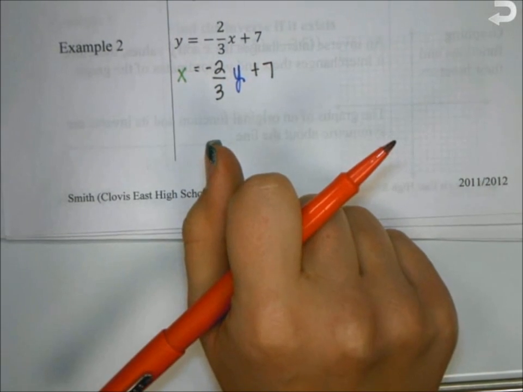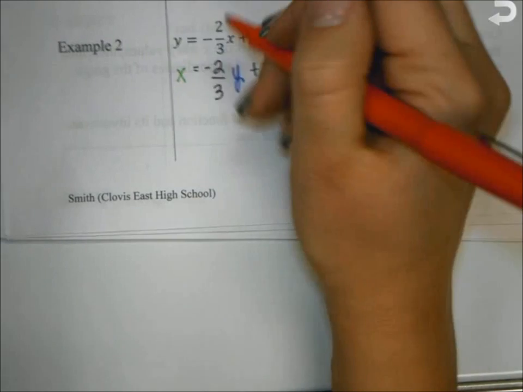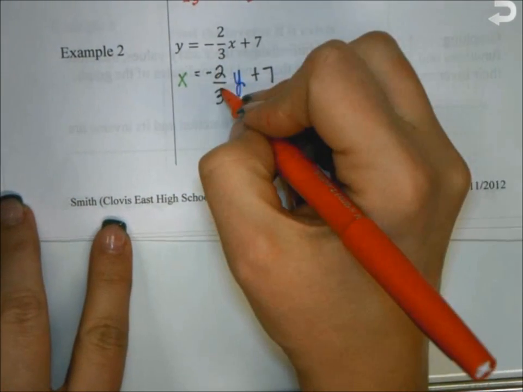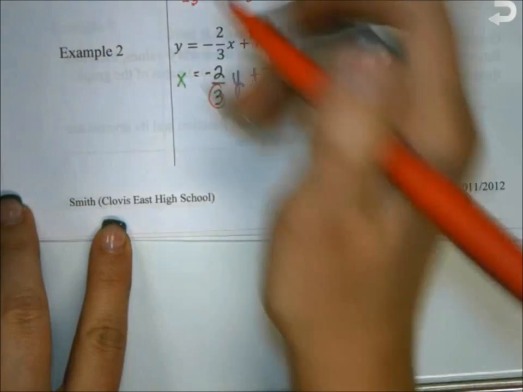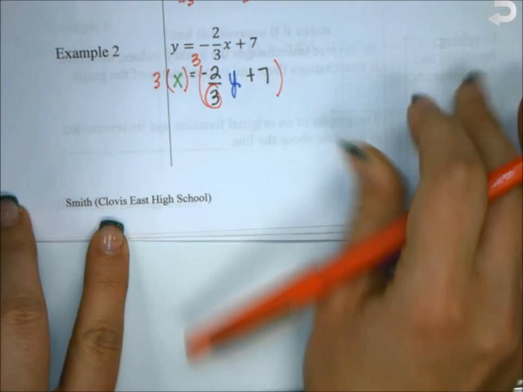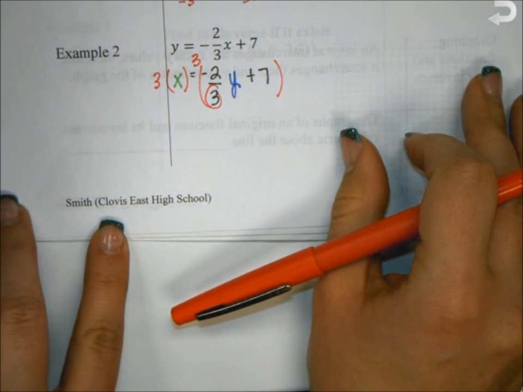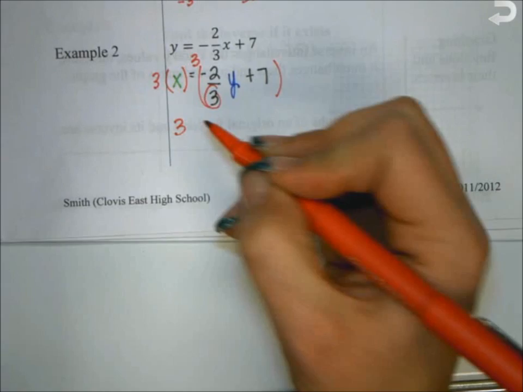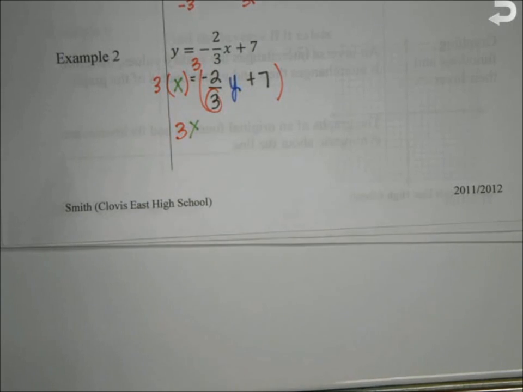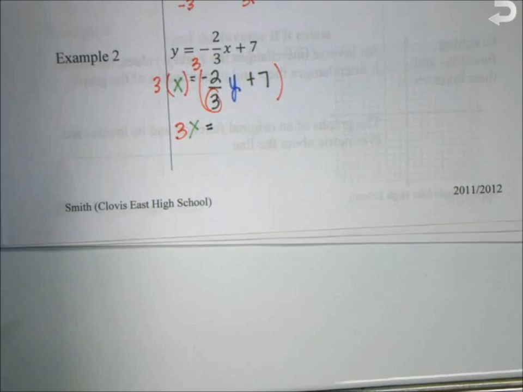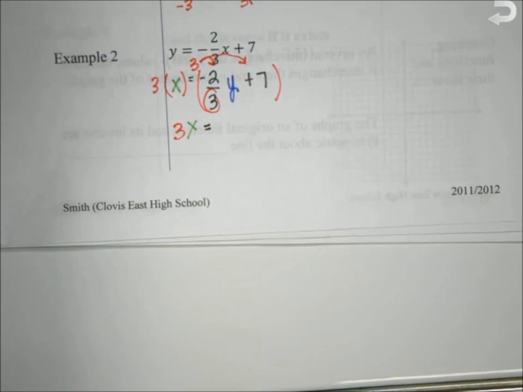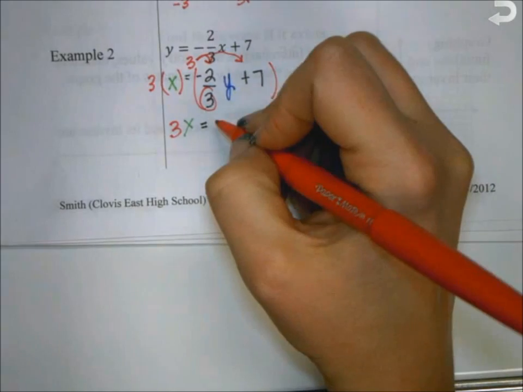Okay, so what do I need to multiply both sides of the equation by to cancel out the fraction? 3, because we want to get rid of that 3 denominator. So let's multiply the left and the right by 3. Okay, so on the left, that's going to give me 3x equals, now when I distribute that 3 into the parentheses, these guys cancel, so it's going to be -2y plus 21. Good.